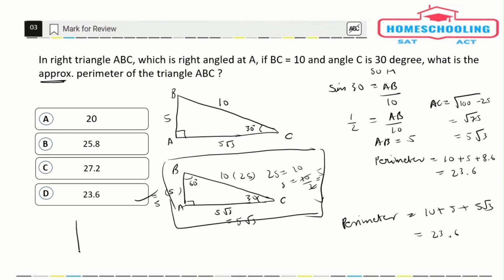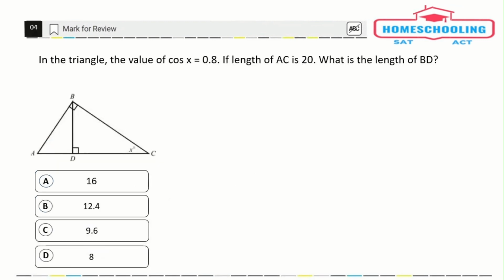Similarly, there is one more case here. If this is 90 degree and this is 45 and this is 45, then both are S. Opposite sides of 45 degree would be S, and opposite to 90 degree would be S root 2. So you have to remember both these things. It will come in handy while solving questions in your exam, because it will save a few more seconds in the exam. Now moving to the next question.